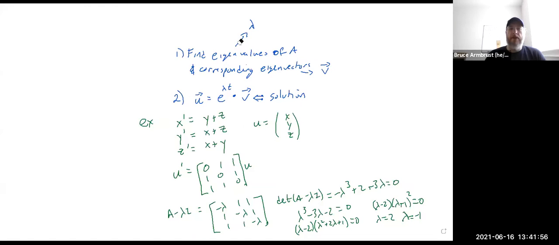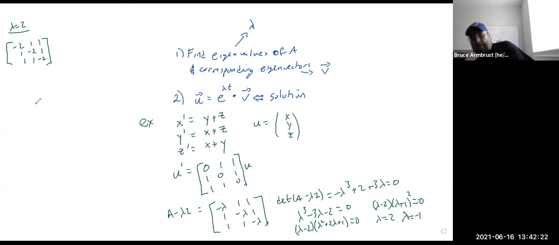All right, so let's start with lambda equals 2. So we're going to take that 2 and plug it back in here for the lambda. So A minus lambda I is going to look like [-2, 1, 1; 1, -2, 1; 1, 1, -2]. All right, so now we want to RREF it because what we're looking for is the null space of this matrix.